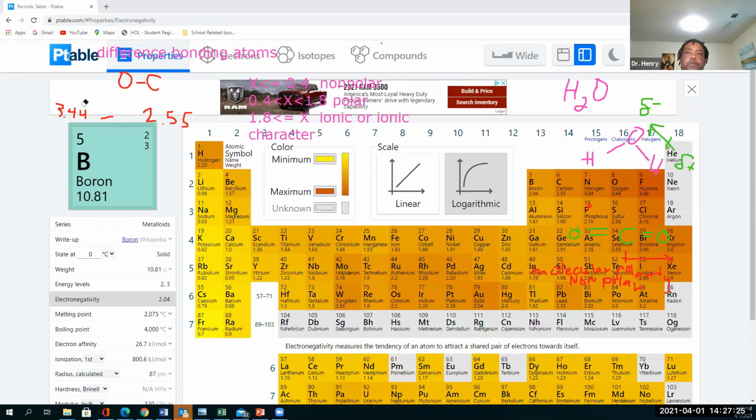Okay, and so this would allow me to know the bond polarity numerically, right? So what is that value? 0.89. Okay, so 0.89, where does that fall between polar, nonpolar, or ionic? Polar. Simple, right? So that tells me the bond between oxygen and carbon is a polar bond, and oxygen is favored.